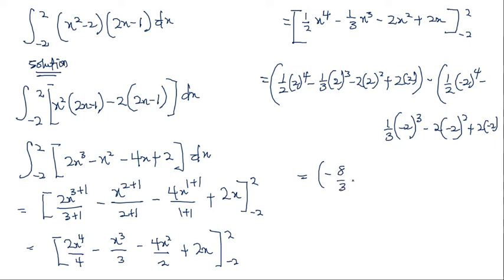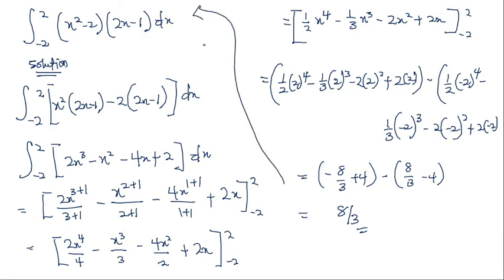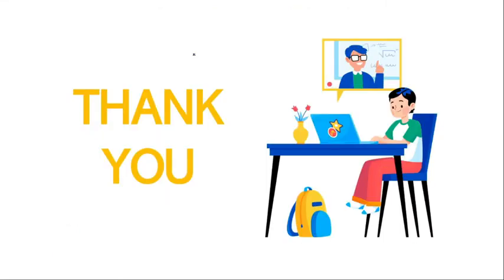Alright, so if we solve everything that we have over here, we are going to get -8 on 3 plus 4, then minus everything at this side, we are going to get 8 on 3 minus 4. Alright, so if we simplify everything we have over here, we are going to get 8 on 3 as our final answer. So this is the answer we get if we integrate the function that we have over here, applying the limits to it.